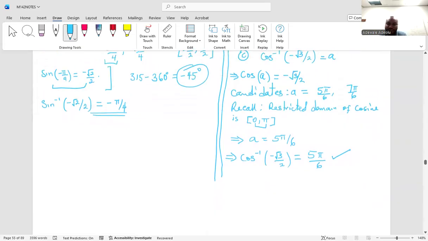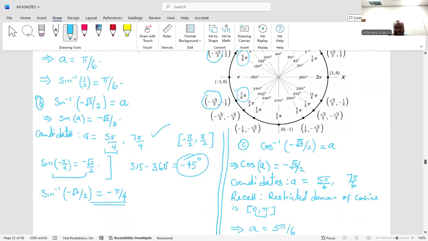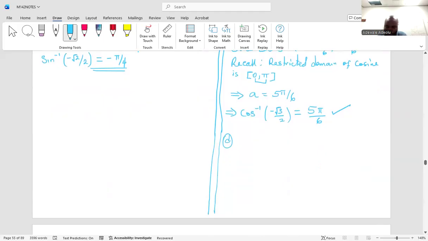And lastly, I will call it D. We want to look for tangent inverse of 1. Again, I will call this guy A. You can call it anything, it doesn't matter. Which implies that I am looking for the tangent of some angle A, and the ratio is 1. That is what I'm looking for.